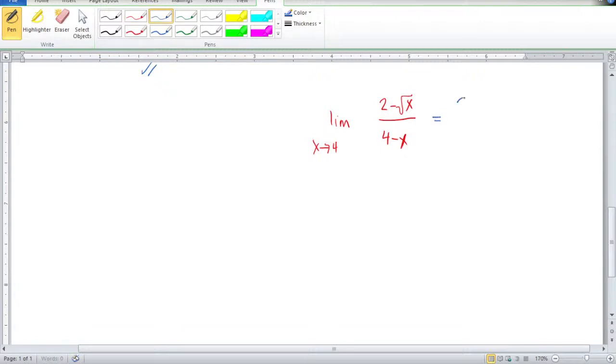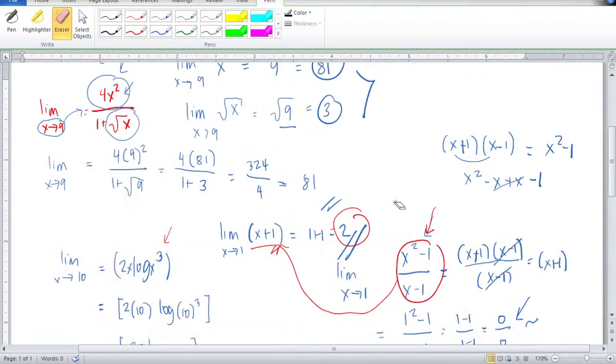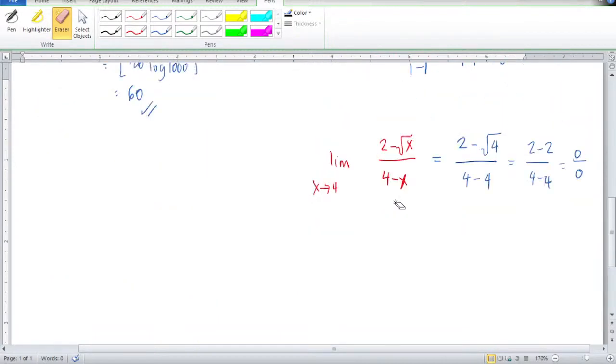If you substitute 4, so 2 minus square root of 4 over 4 minus 4. Square root of 4 is 2, so 2 minus 2 is obviously 0. 4 minus 4 is also 0. So your result is 0 over 0. See? This one is another indeterminate. So we have to find another method on how to evaluate this. And like we have said, you can do the factoring. Now, in this case, can we factor 2 minus square root of x?